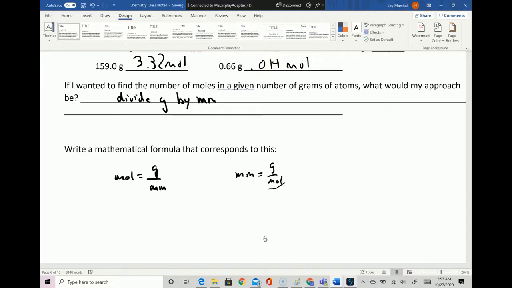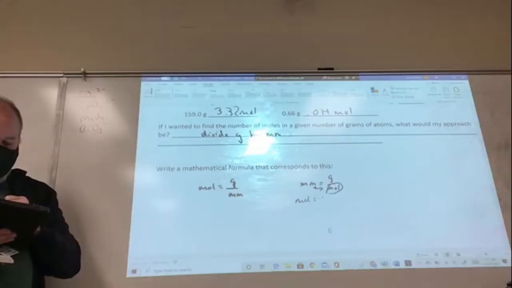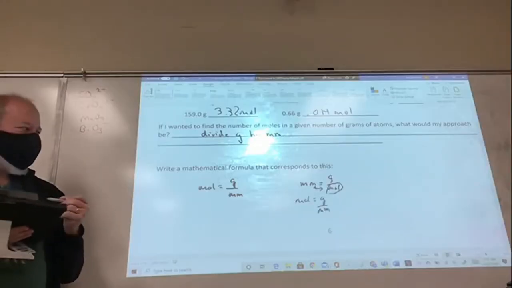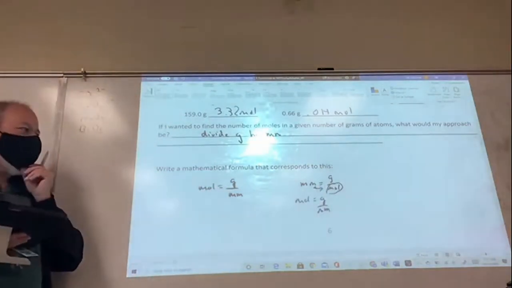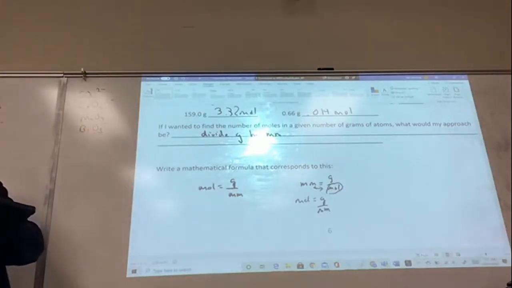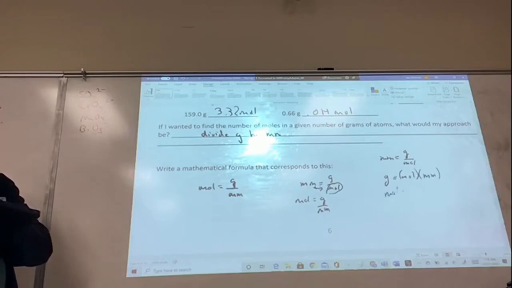Here, if I have something in the denominator that I want by itself on one side of the equation, I just switch those two things, and now I have moles equals grams divided by molar mass. That's the algebra trick I was talking about. Just switch those two things if you haven't become aware of that already. So I start with molar mass equals grams per mole, and then I have grams equals, and I multiply both sides of the equation by moles, moles times molar mass, and then I have moles equals grams divided by molar mass.